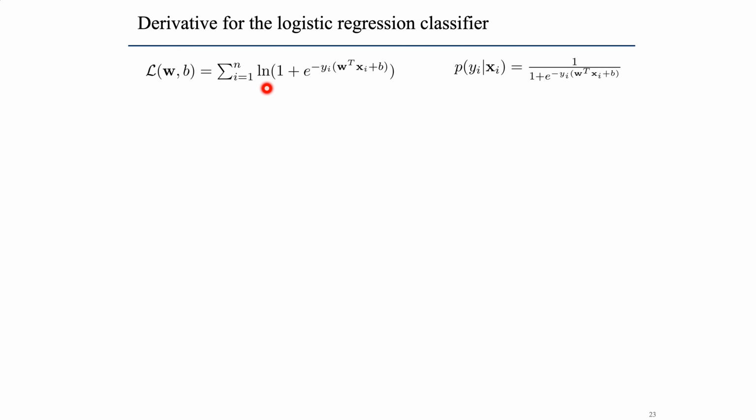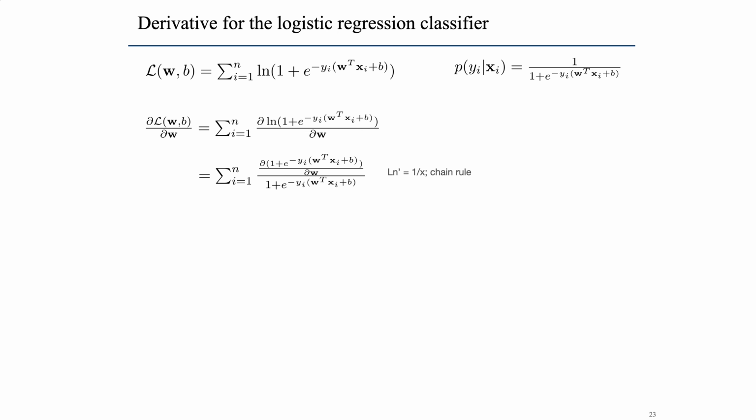Well, we start with a natural log of something, and that's going to tell us that we're going to have to do some chain rule in here. So the derivative of this loss function with respect to w is this thing. Let's apply the chain rule. The derivative of the natural log of the thing inside, the natural log derivative is 1 over x. So we're going to have 1 over x here multiplied by the derivative of everything inside by the chain rule.